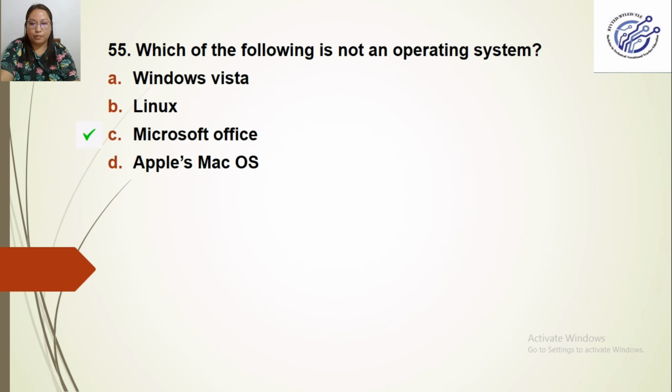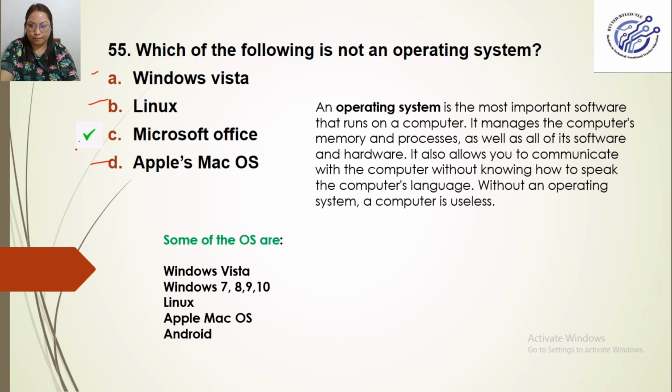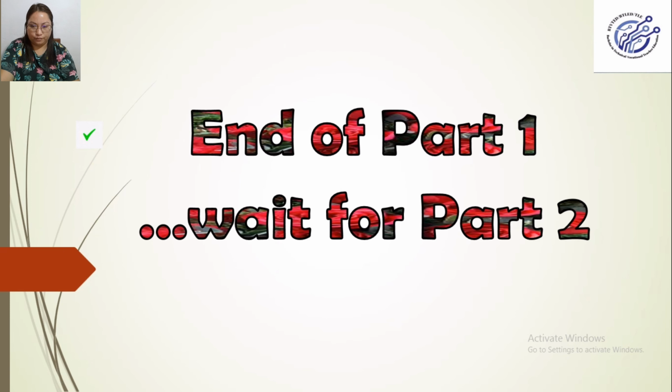Number 55, which of the following is not an operating system? You have seen the answer. Letters A, B, and D are our operating systems, while letter C is an application. So number 55, letter C, Microsoft Office, is the example that is not an operating system. These are examples of operating systems: Vista, Windows 7, 8, 10, Linux, Apple, Mac OS, and Android.